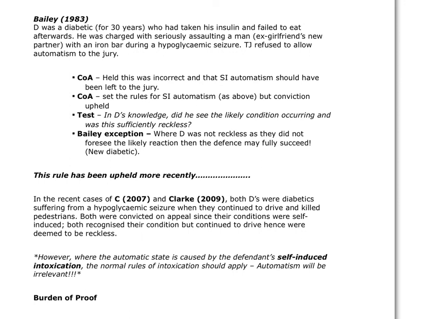However, the trial judge had been wrong to withhold the defence. The test for D was in D's knowledge. Did he foresee the likely outcome occurring, having not eaten sufficiently, and was that sufficient recklessness? So in setting the rules above, they created the Bailey exception, which is a bit highlighted, that it could only succeed for this type of defendant for a basic crime where D was not reckless, as they did not foresee the likely outcome at all, and therefore the defence could succeed.